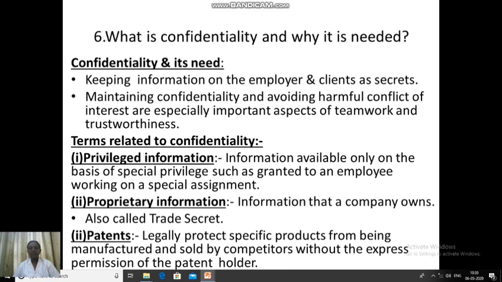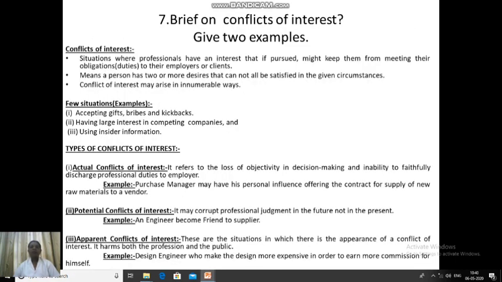Privileged information, that is information available only on the basis of special privilege such as granted to an employee working on a special assignment. Then proprietary information, that is information that a company owns, also called trade secrets. Then patents legally protect specific products from being manufactured and sold by competitors without the express permission of the patent holder. Seventh question is brief on conflict of interest and give 2 examples.